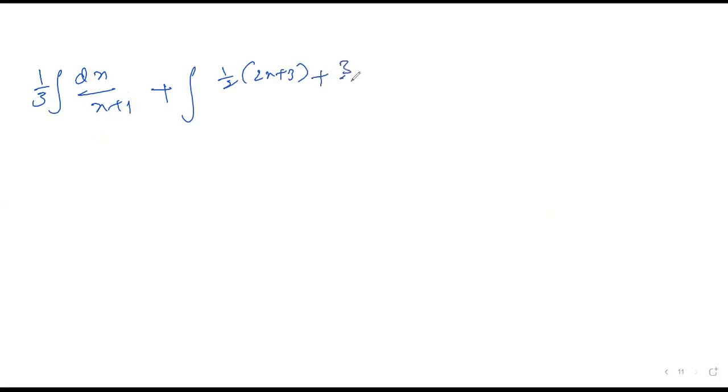So I'll try to substitute the answers directly in the question. The question looks like now 1 by 3 integration dx by x plus 1, because I'll take the common factor out. Now b is what? 1 by 2, 2x plus 1, plus 3 by 2, because bx plus c.